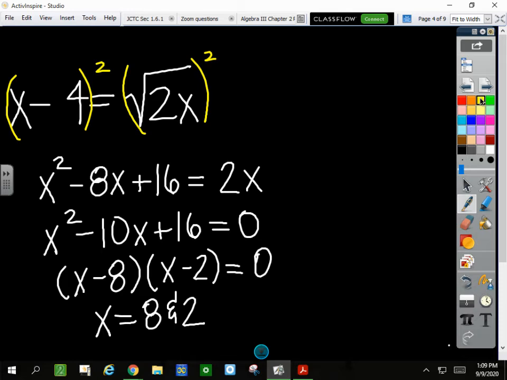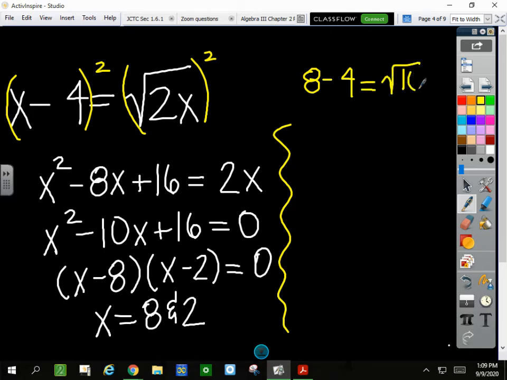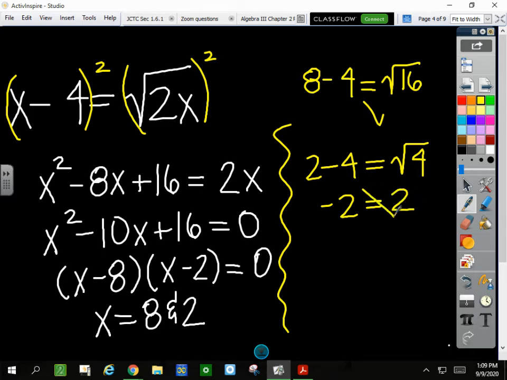Checking for extraneous. If we plug in 8, we have 8 minus 4 equals the square root of 16. Well, that's true because 4 equals 4. Plugging in 2, we have 2 minus 4 equals the square root of 4. That's -2 equals 2. That's not true. So that is extraneous. So the 2 is out because we didn't get a true statement when we plugged it back into the initial problem. So 8 is the only solution.